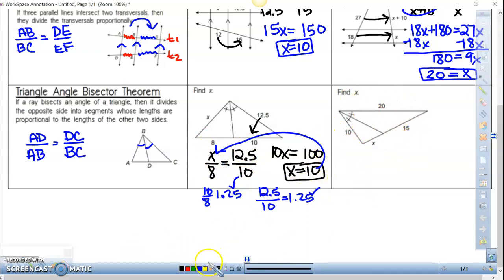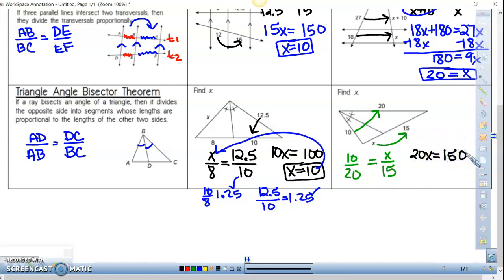We can also set this one up a different way just so you can see. I can go adjacent over adjacent, so I can go here to here, but I did the smaller piece to the bigger piece, so then I can go opposite over opposite. Again, the proportion might look different. Your cross product should be identical to mine when you do the cross product.